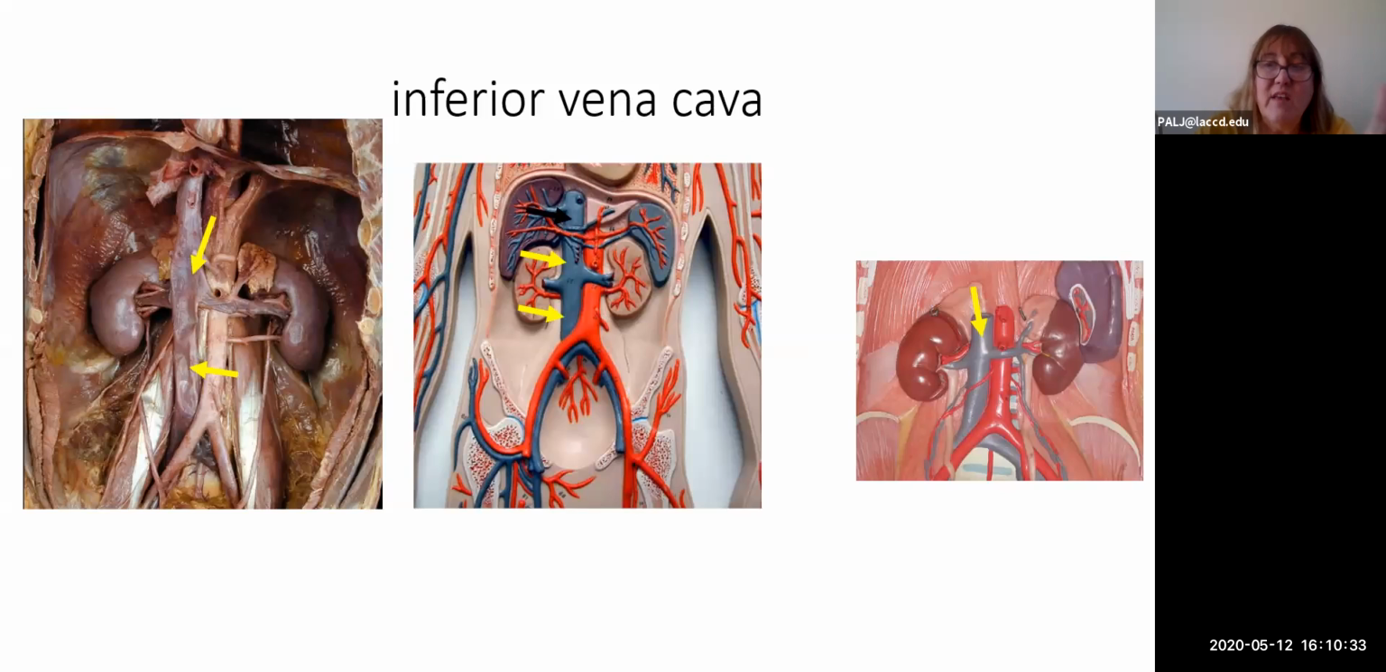So we have the inferior vena cava, which is draining from the lower extremities, it's draining from the kidneys, and it's draining from the gonads. But it's not draining from the GI tract, and here is why. Where is all that blood in the inferior vena cava going to go next? What organ does it hit next? It hits the heart.